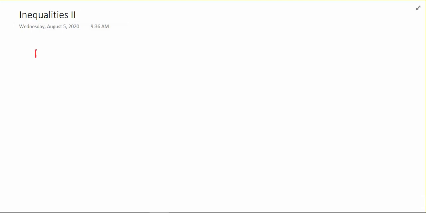Alright, so we're going to continue our exploration of inequalities and take a look at a few what are called compound inequalities and the use of the word "or" and "and", right? So, example: graph and state in interval notation.